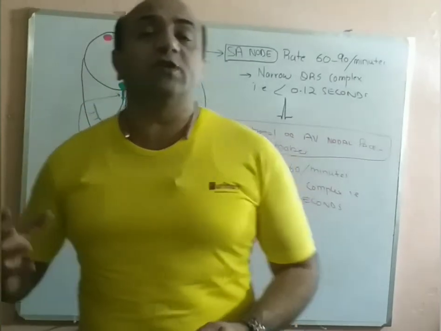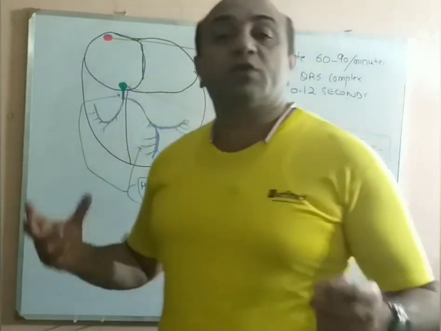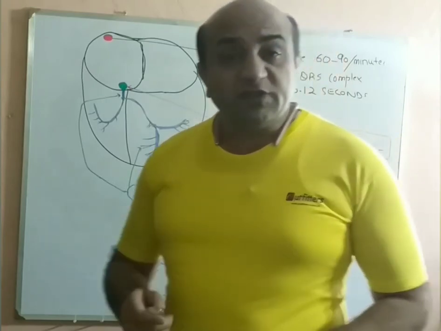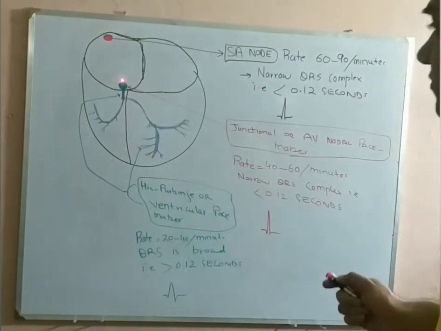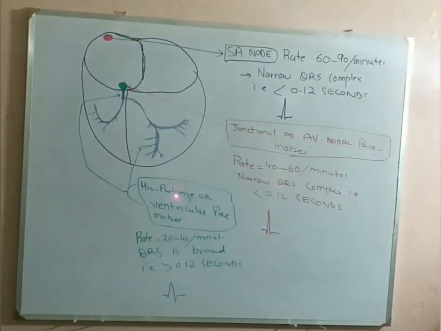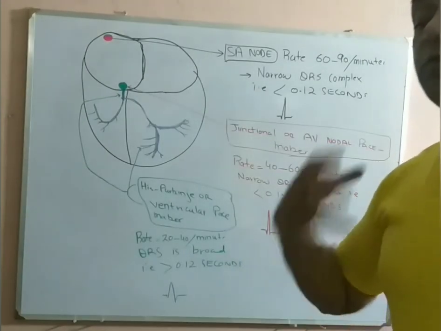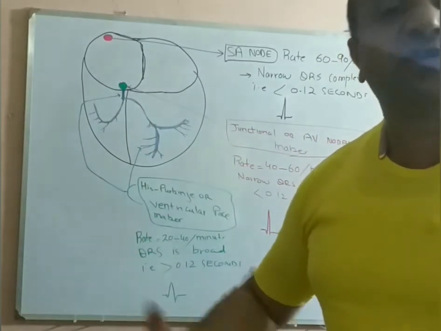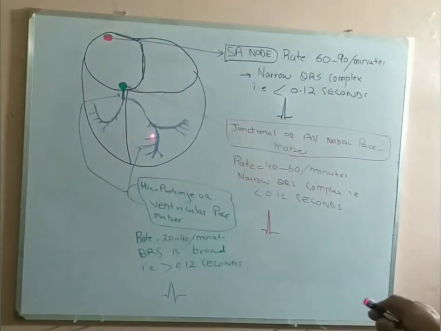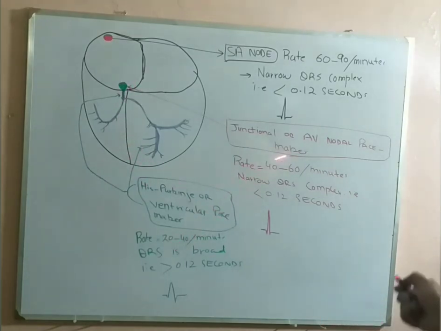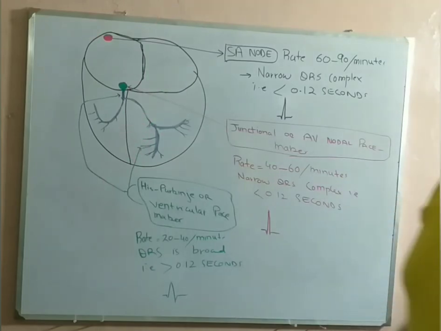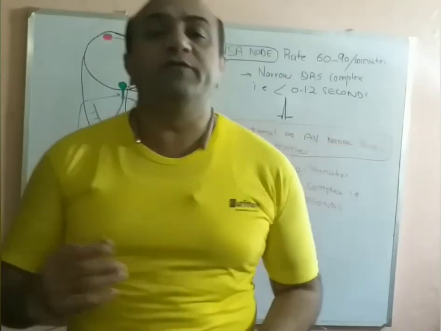QRS complex is more than 0.12 seconds, or more than 3 small boxes. So these are the pacemakers of the heart, but because normally the impulse is coming downwards, there is no problem with the AV node. The left ventricle, which is the most important part of the heart when it comes to the generation of blood pressure, is very happy with the performance of the SA node, and it doesn't let these two pacemakers take control. So these two remain dormant as long as there is no blockage of the AV node.